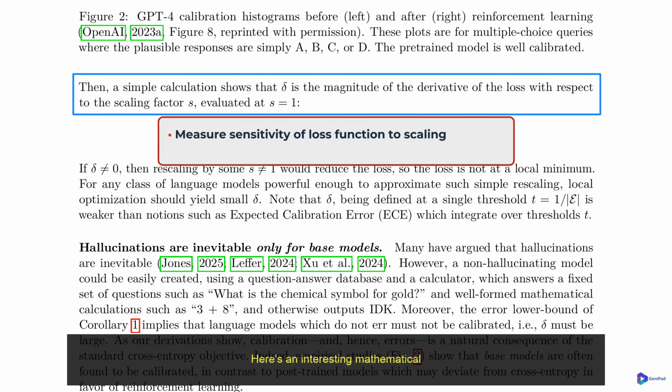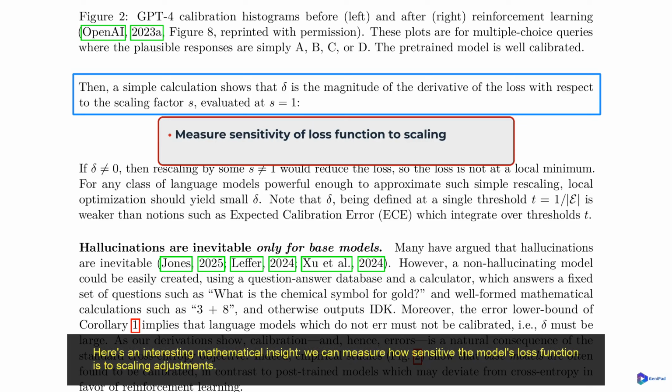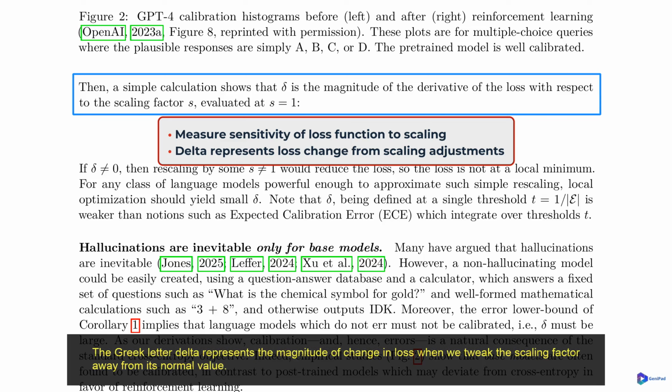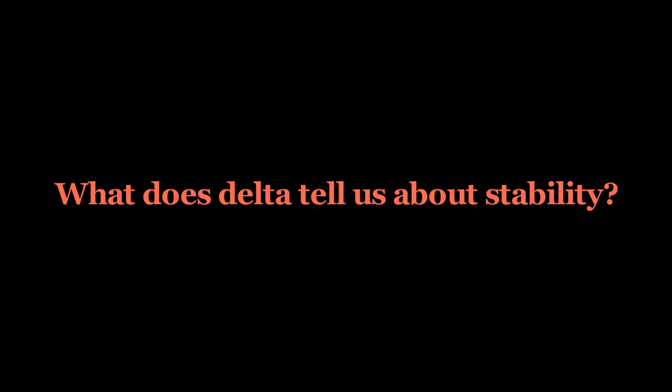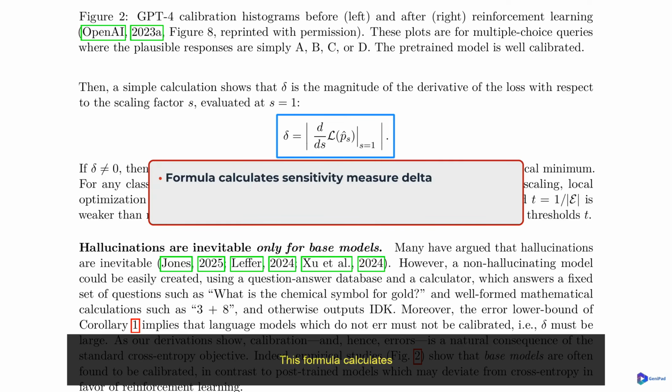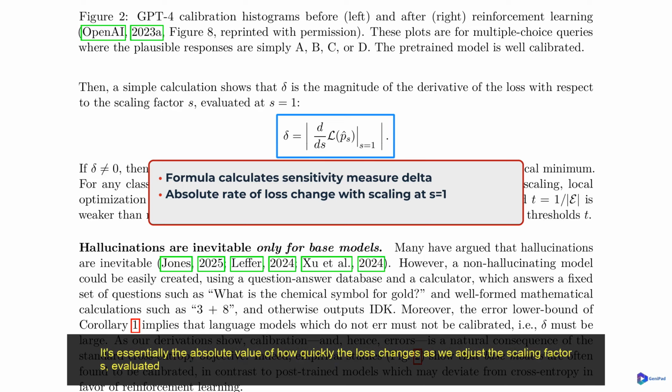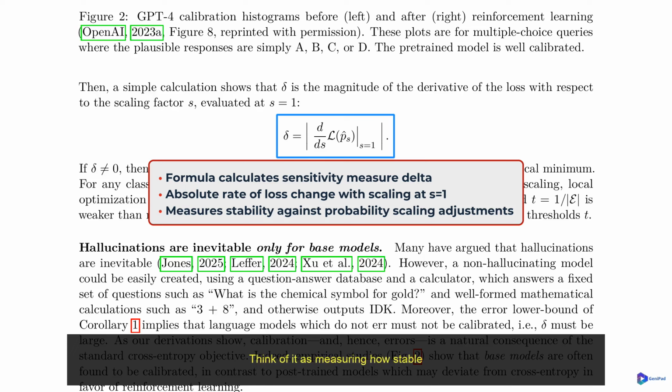Here's an interesting mathematical insight. We can measure how sensitive the model's loss function is to scaling adjustments. The Greek letter delta represents the magnitude of change in loss when we tweak the scaling factor away from its normal value. This formula calculates that sensitivity measure, delta. It's essentially the absolute value of how quickly the loss changes as we adjust the scaling factor s, evaluated at the point where s equals 1. Think of it as measuring how stable the model's performance is against small adjustments to its probability scaling.